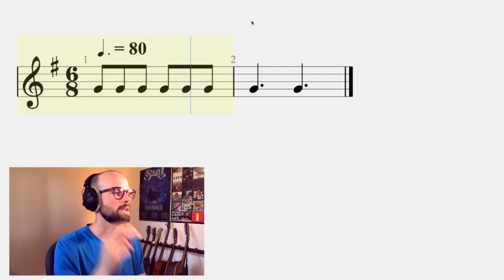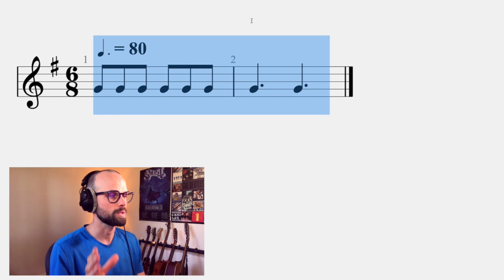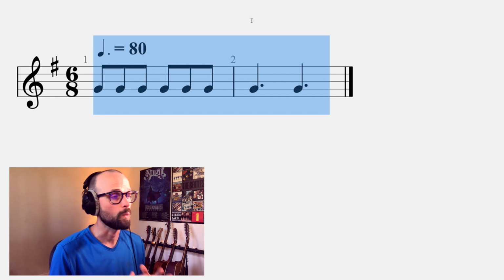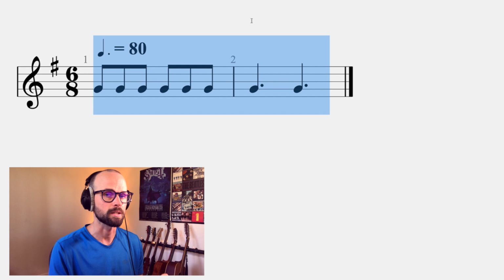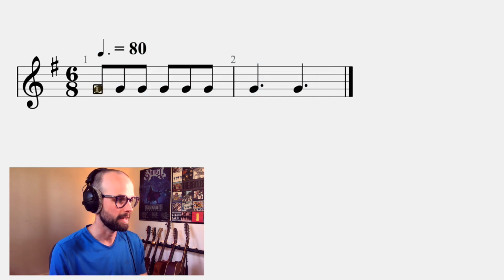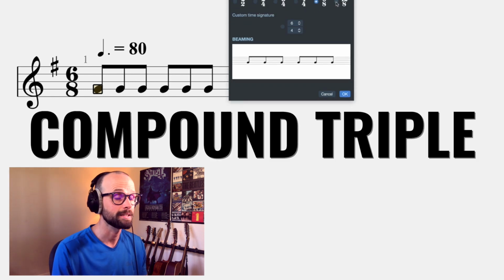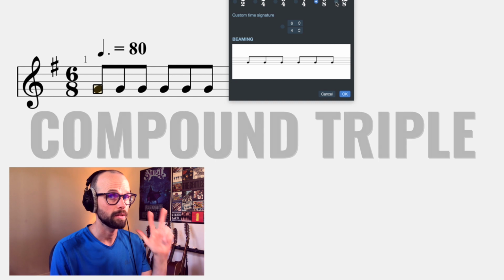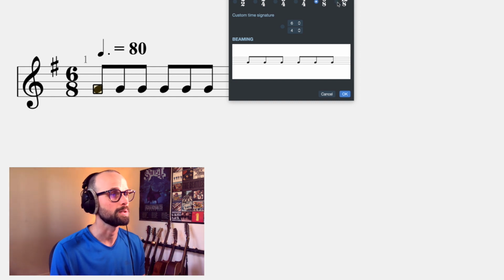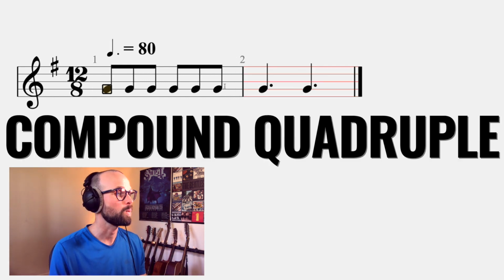1 and a 2 and a 1, 2, 1 and a 2 and a 1, 2. So that is the crux of 6/8. It is an example of compound time, and in compound time we split each beat into 3 eighth notes. On that basis then we can have what is known as 9/8, which would be 3 beats of 3 eighth notes. We could also have, as we see there, 12/8.